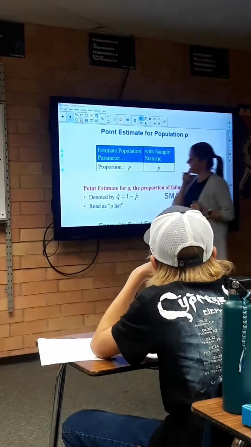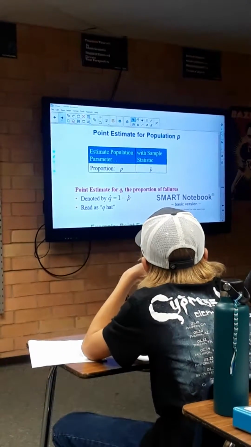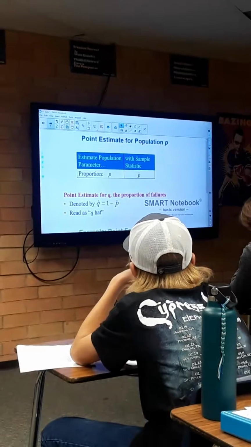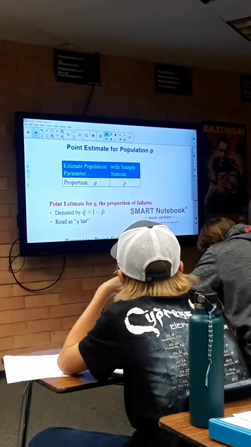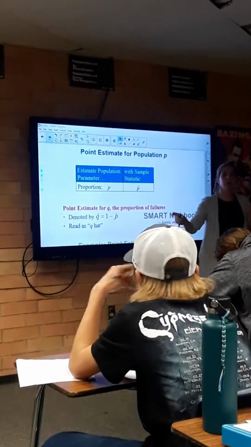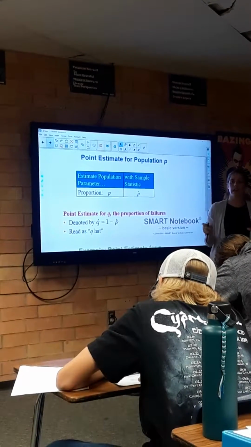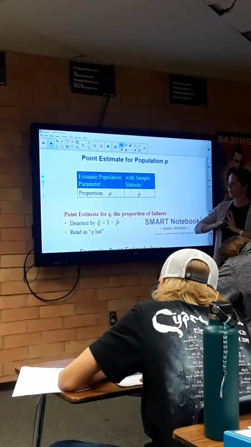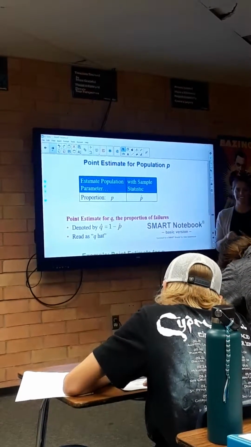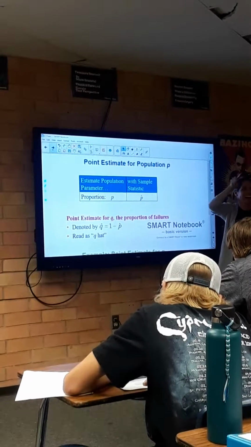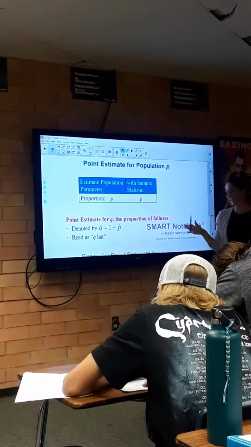So, Q. Do y'all remember what Q is? It's the probability of failure. And how do we always figure that out? 1 minus what little p is. Does everybody remember that? In this situation, we call it Q hat, because it has a little hat on it.